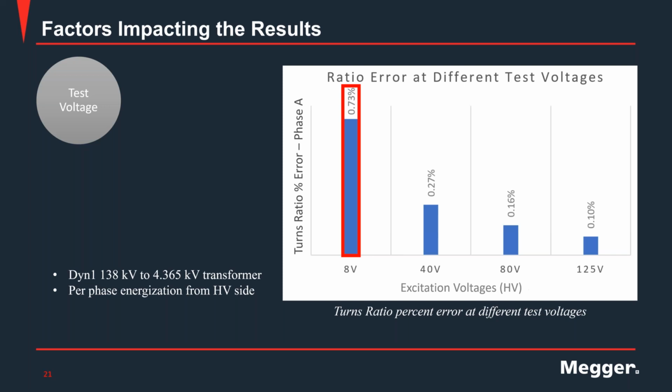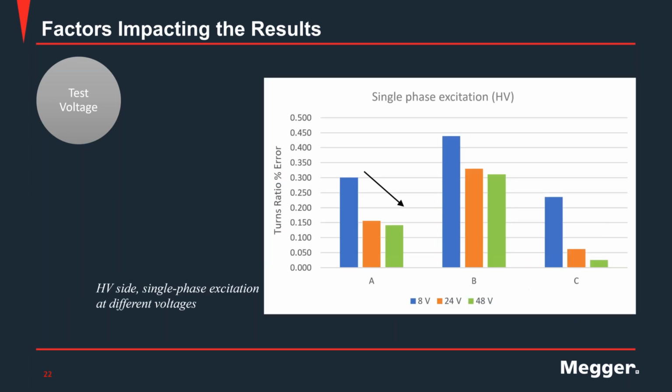Let's look at another example, right? In this case is also energizing the traditional way, right? Energizing the high voltage side of the transformer. Single phase excitation, that means we did the test one phase at a time. And on this graph, I'm actually showing the 3 phases. And you see the same behavior, right?